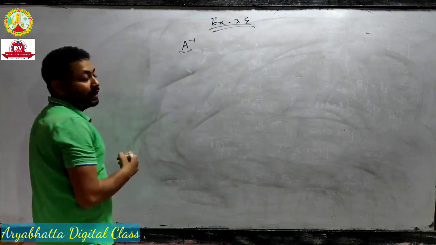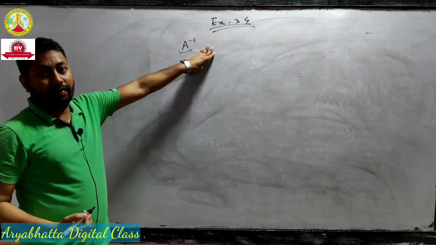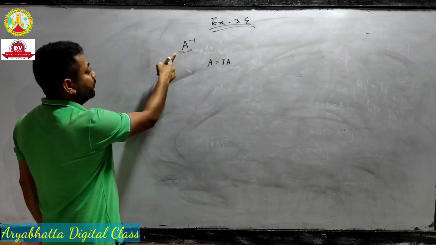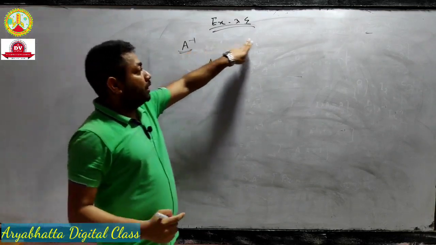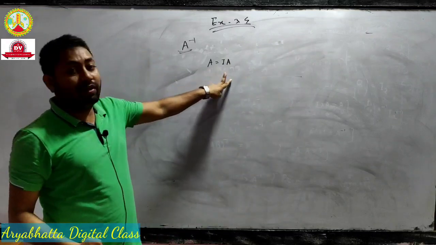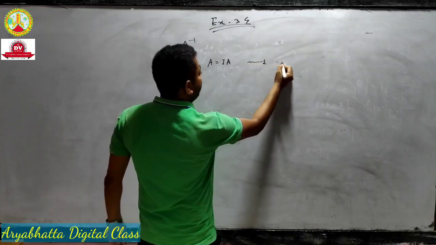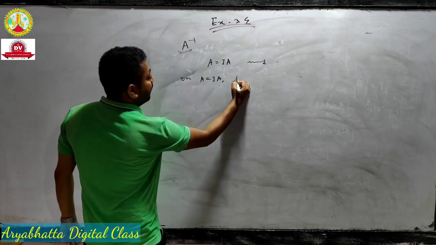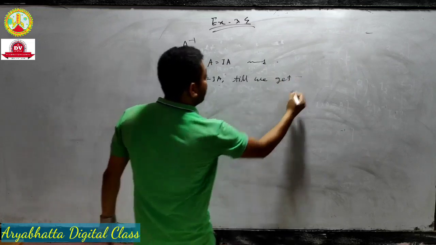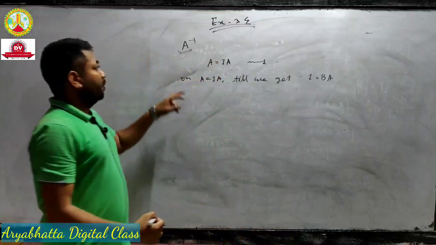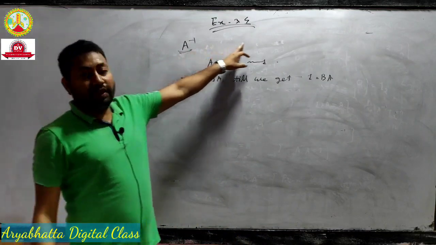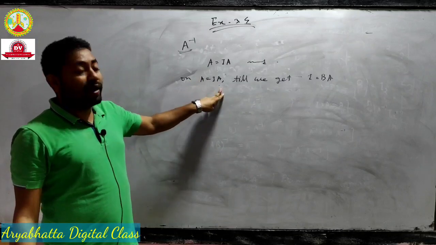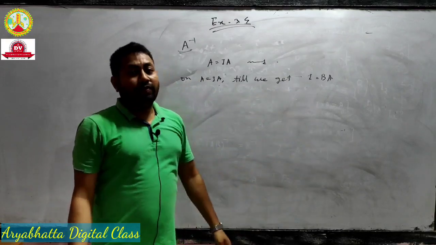Therefore, if we want to find A to the power minus 1 using row transformations, then we write A equal to IA and apply a sequence of row transformations on A equal to IA till we get I equal to BA. Then B is called the inverse of A.